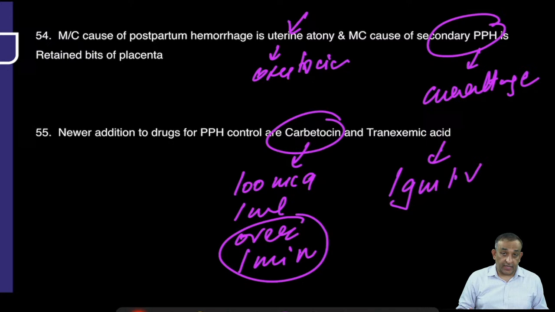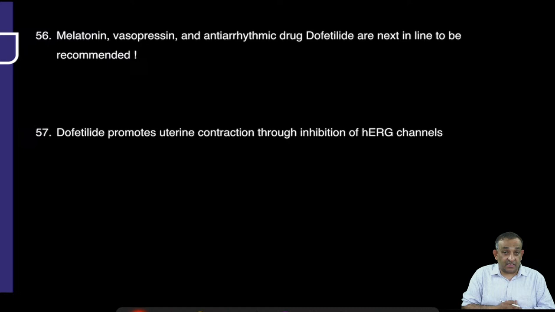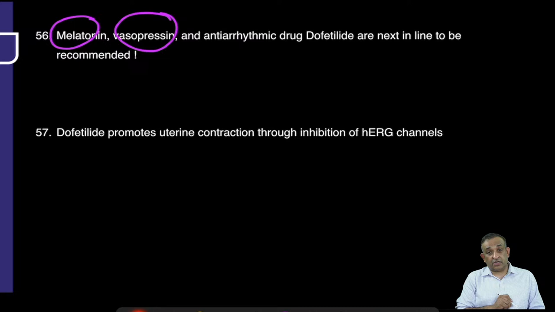Now, some drugs which are purported, maybe for the NEET exam, you guys please be on the lookout. They have not come in Williams so far, but they've been in discussion for almost 4-5 years now. So melatonin causes smooth muscle contraction. Vasopressin is known to cause contraction of the vascular smooth muscles and cause vasoconstriction to stop the bleeding. And also the antiarrhythmic drug dofetilide is next in line to be recommended for the management of PPH. So please be on the lookout for these three drugs. What are these three drugs used in obstetrics for? Maybe that might be a question, and they're used for the management of postpartum hemorrhage.